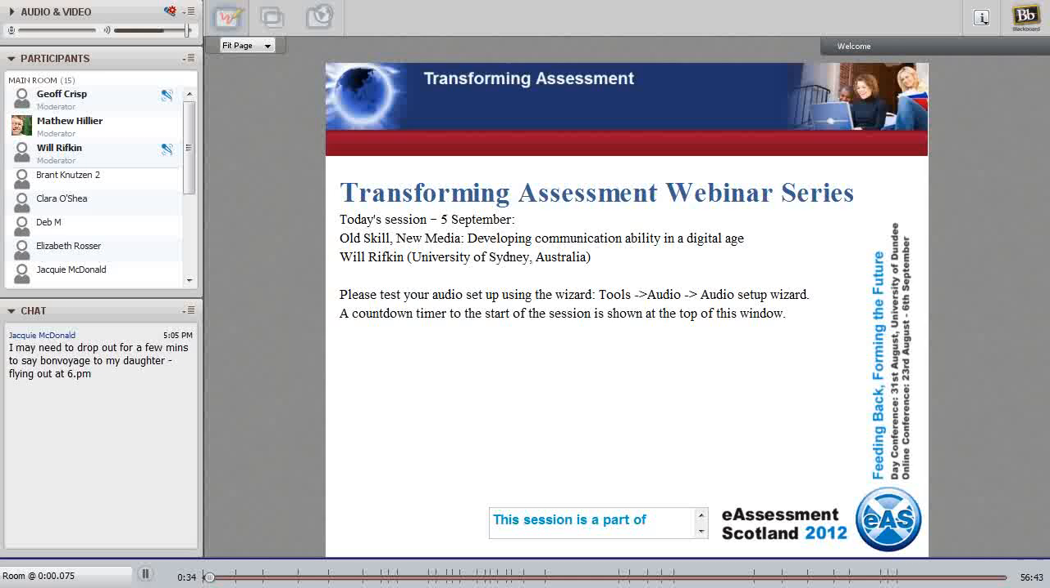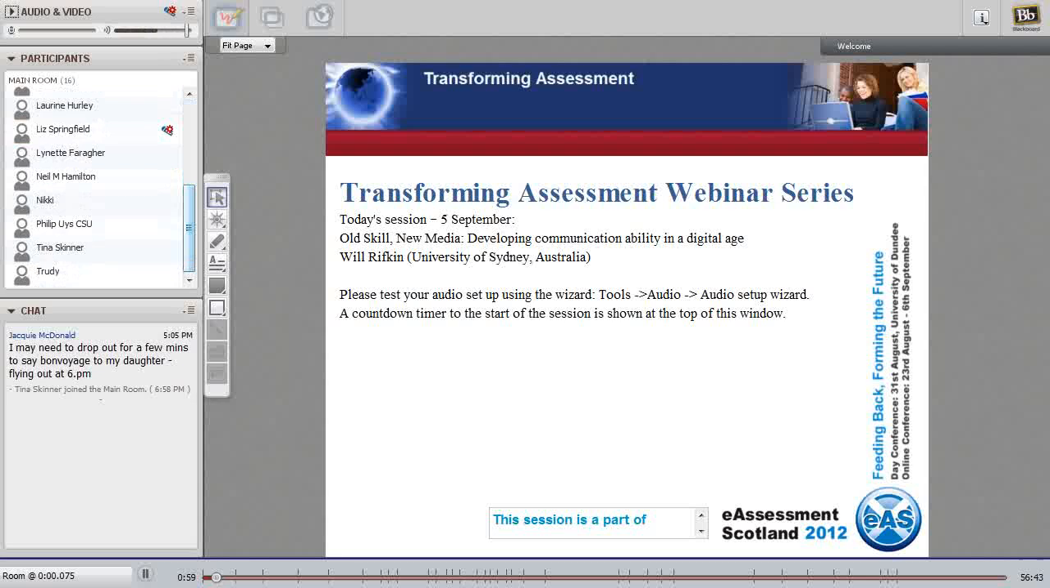So today we're very happy to have Associate Professor Will Rifkin from the University of Sydney in Sydney, Australia. Will is well known for being very entrepreneurial in education. Will describes himself as an engineer who's turned into a sociologist. Many of you may know of Will's work in new media for science education. He's done quite a bit of work there. He'll be talking about his new media for science wiki, and we'll put the URL for that up later.